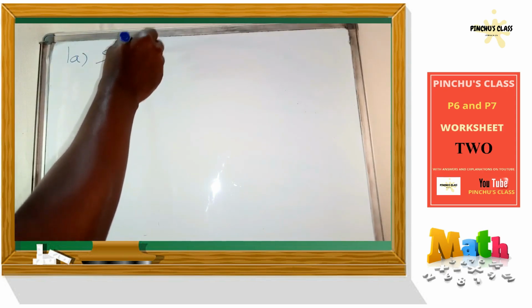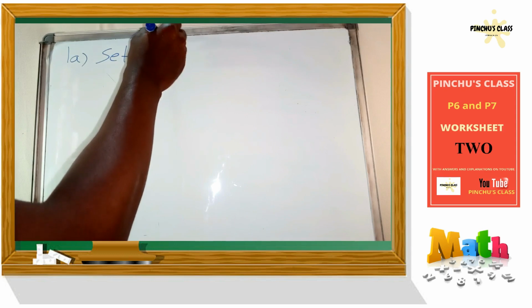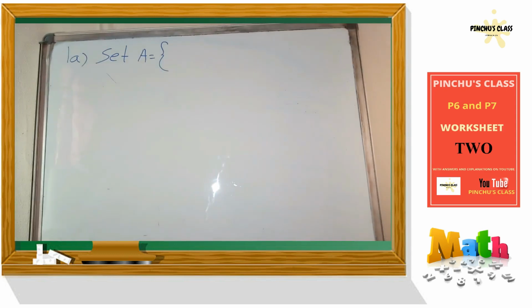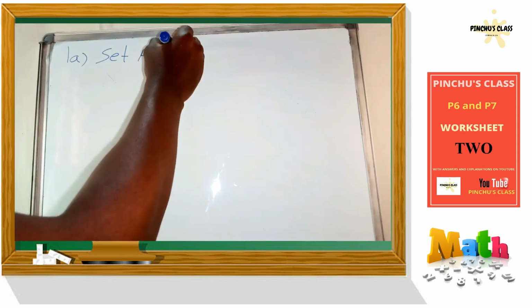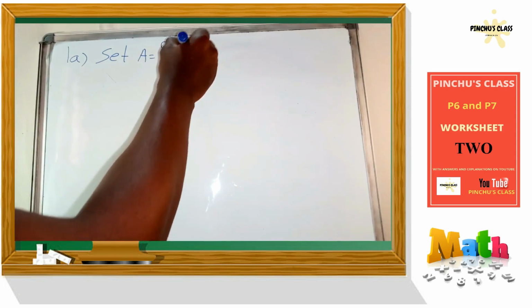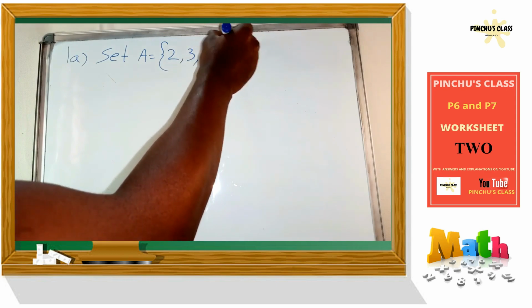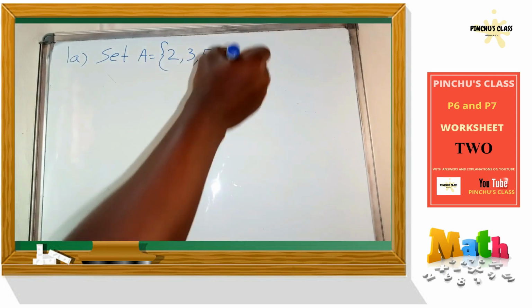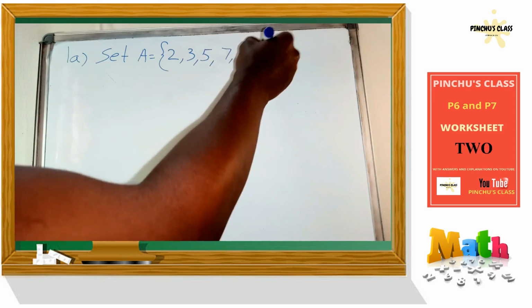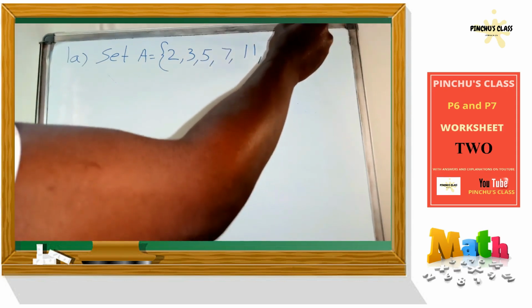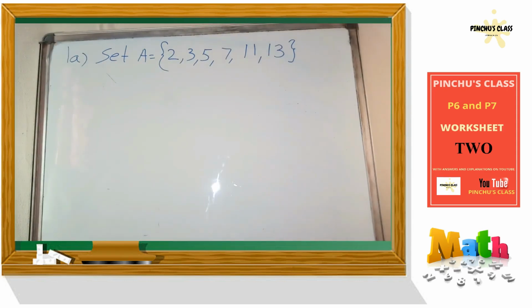Remember, they have told us that set A has members, all prime numbers less than 17. So prime numbers start from 2, 3, 5, 7, then 11, and the last one is 13 because they have told us less than 17.